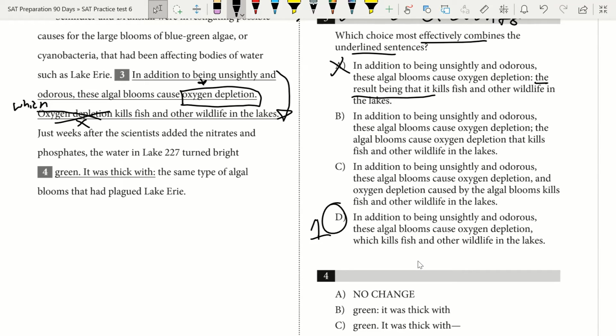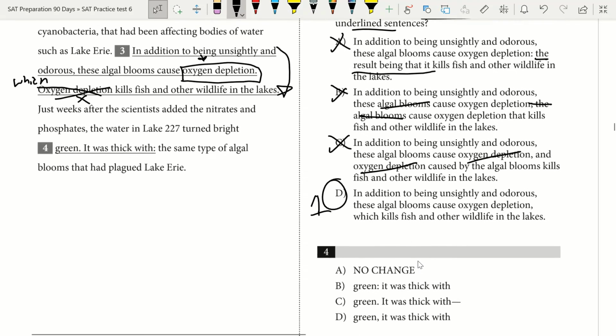All right, so as I was saying, we never want to be wordy on the SAT writing section ever, so A is incorrect. B, "in addition to being unsightly and odorous, these algal blooms cause oxygen depletion." Okay, then we say the algal blooms again. We don't want to say something like that twice. B is incorrect. It's wordy as well. C, "in addition to being unsightly and odorous, these algal blooms cause oxygen depletion and oxygen depletion." Okay, we're repeating that twice. C is incorrect because that would be repetitive and redundant.